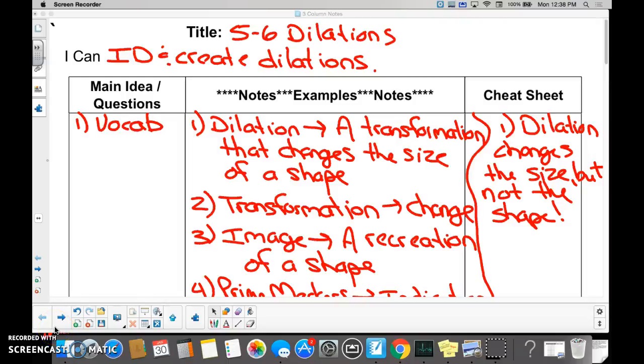5-6 dilations. I can identify and create dilations. All right, so what is a dilation in your own words? A dilation in your own words would be what, Ryan?